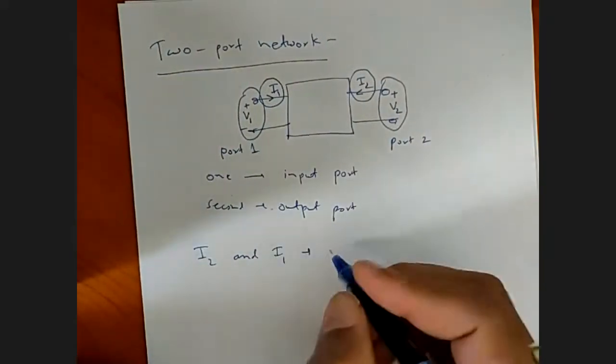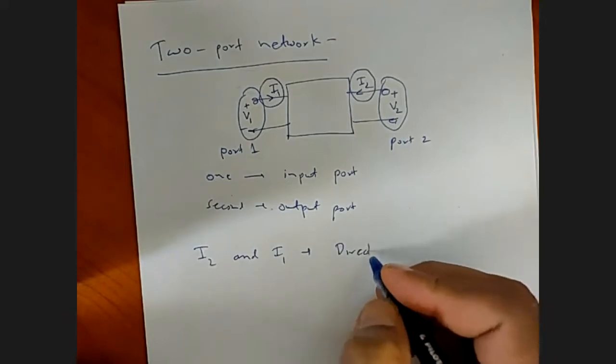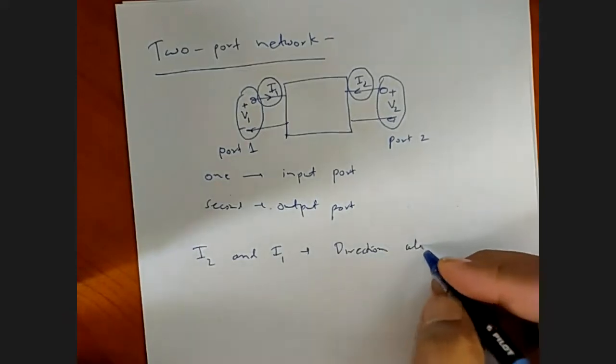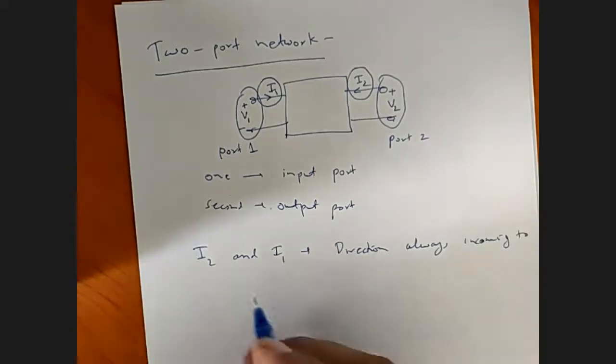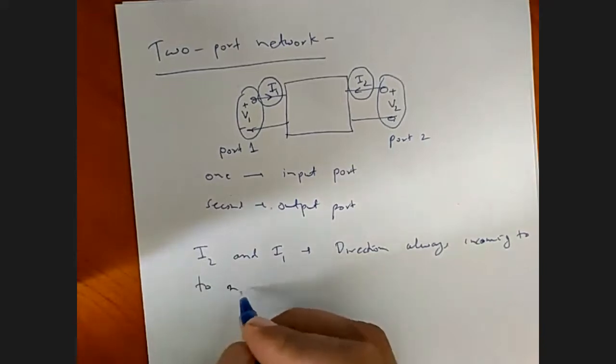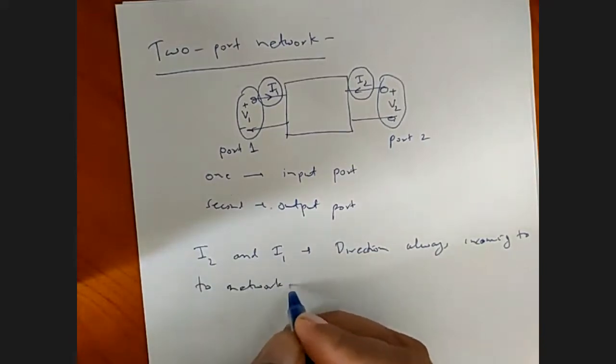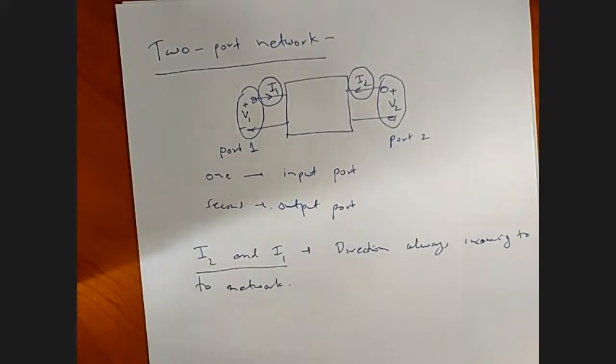I1, I2 direction always incoming to the network. So this is the fixed quantity.